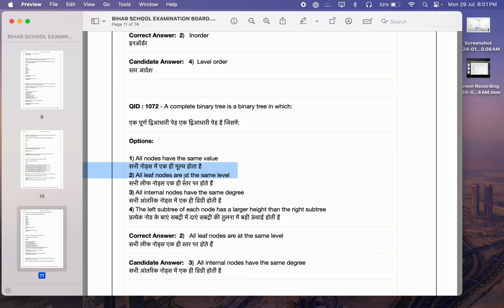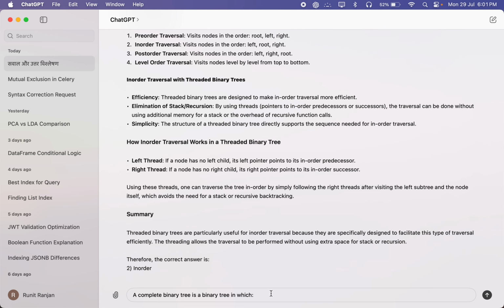All internal nodes have the same degree. Okay, 2 and 3, any one of these two can be the answer. The left subtree of each node has a larger height than the right subtree. That is completely wrong. So between 2 and 3 we have to choose.